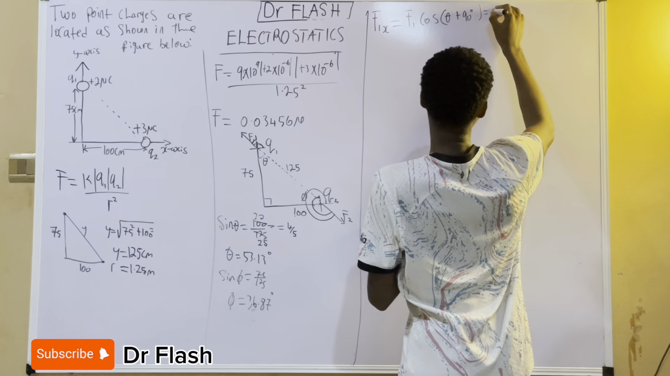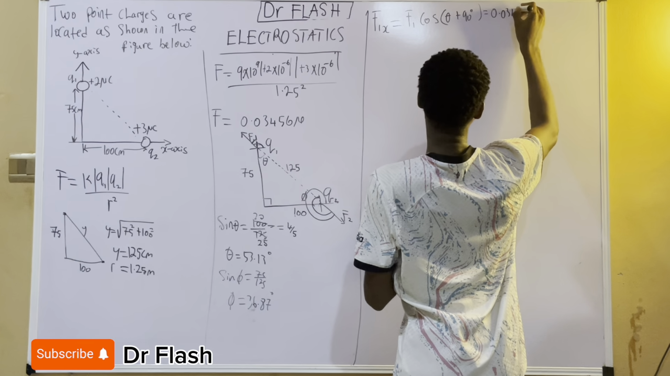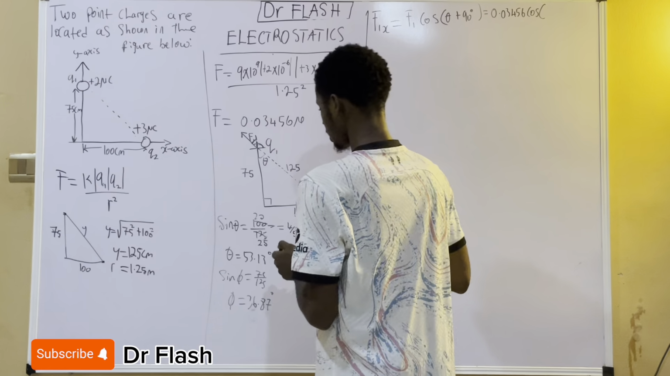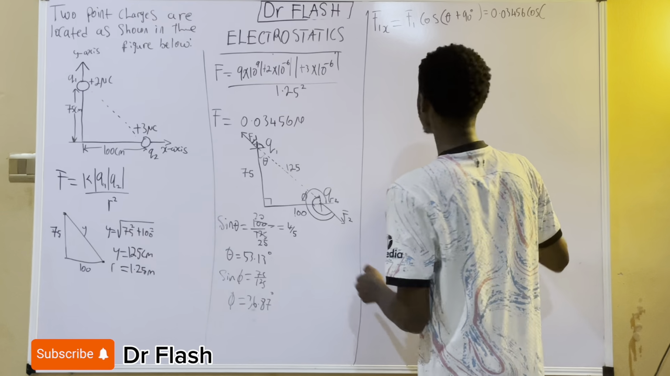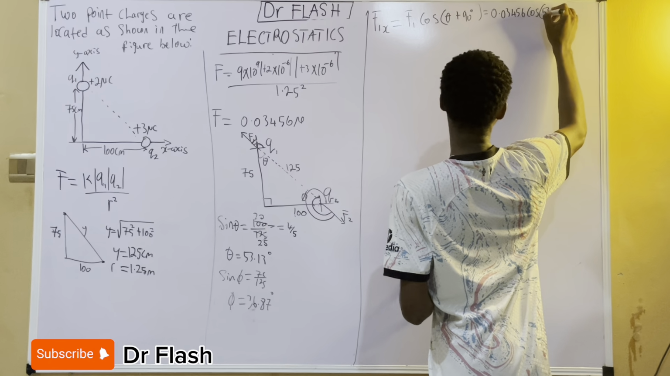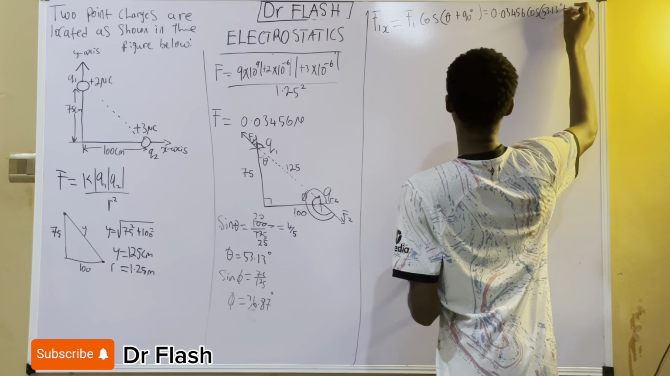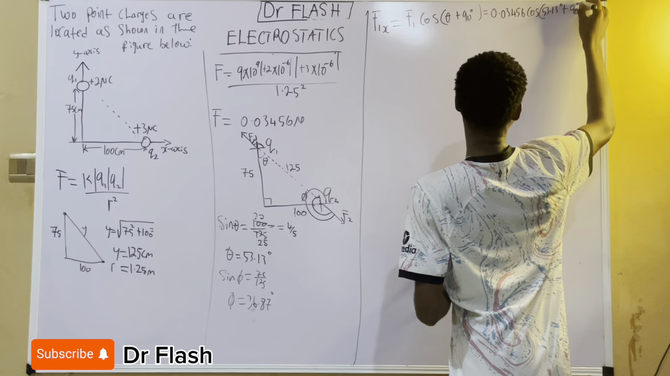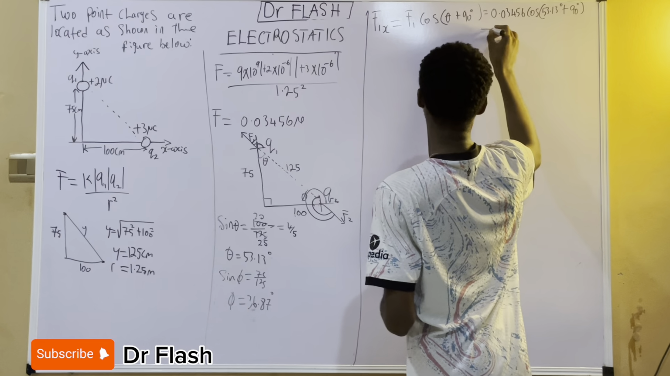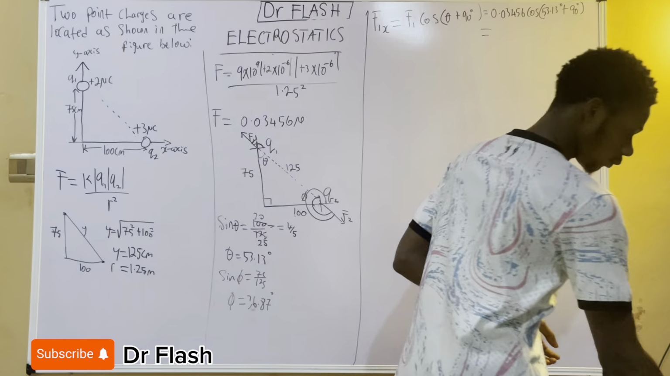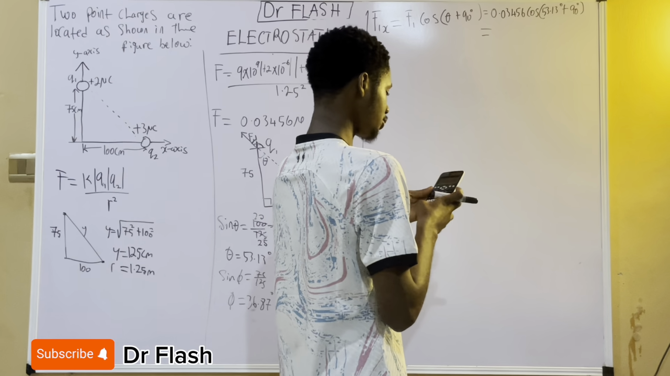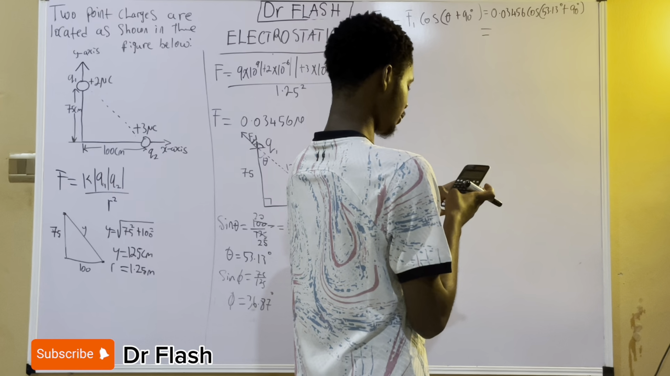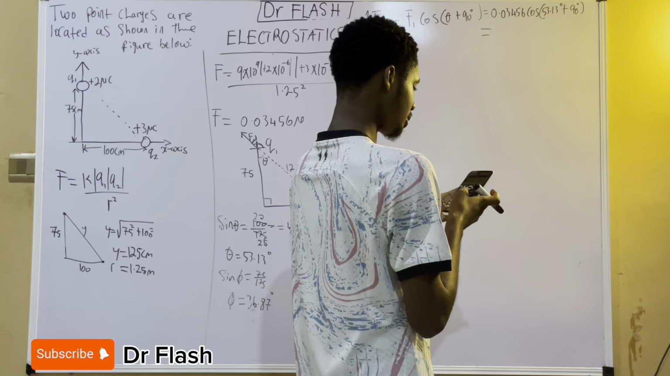0.03456. Okay, so we have 0.03456 cosine of what is theta. Theta in this case was given as 53.13 degrees, 53.13 degrees plus 90 degrees. Okay, 90 degrees. So when you solve for that, what you're going to get is a value of, okay, we have 0.03456 cosine 53.13 plus 90.